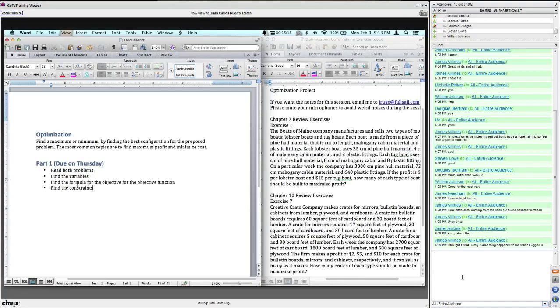Well, of course, you have to submit the document with those three things for both problems. Okay, guys, questions so far about part one? Remember, you only have to find the variables, the formula for the objective function, and the constraints, and of course, submit it. Is there any question? I think that's pretty straightforward.